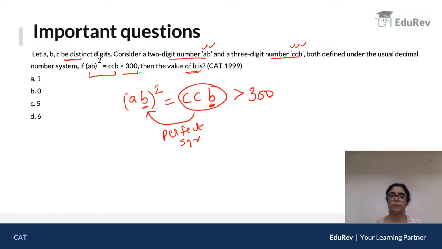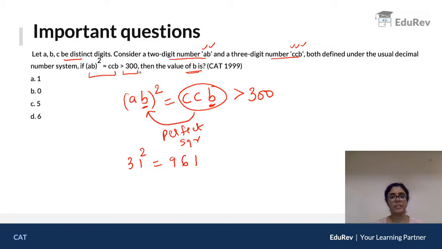My question to you is, which is the biggest 3-digit perfect square? देखो 30 square is 900. 31 square is 961. 32 square is 1024. So it becomes a 4-digit number. So basically 31 square, which is equal to 961, is the biggest 3-digit perfect square.